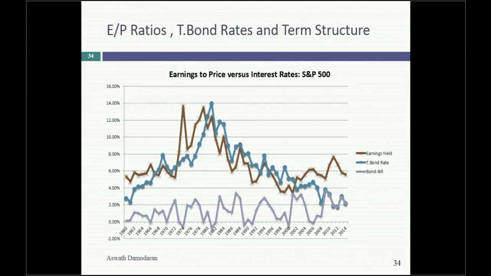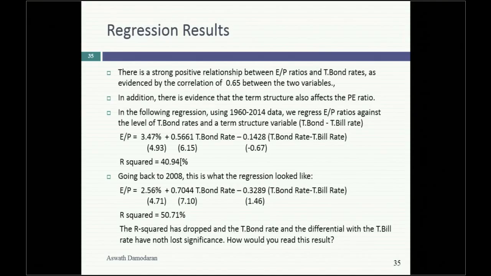So there's this pre-2009 very strong interest rate effect on PE ratios, and post-2009 something is clearly starting to come apart. So I ran a regression first through the 2008 data. So basically I said, what if I ignore the 2009 to the 2015 period? And here's what the numbers look like. Every 1% increase in the T-bond rate increased the earnings to price ratio by 0.70%.